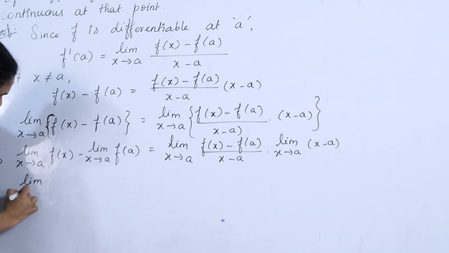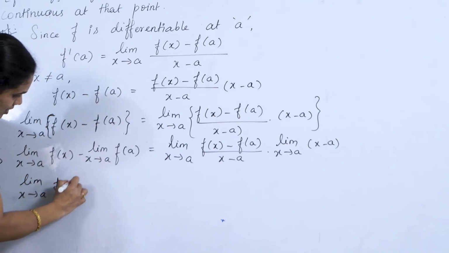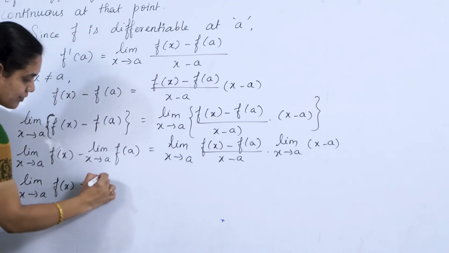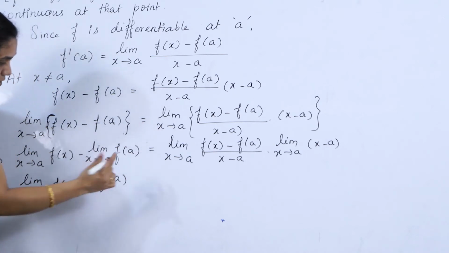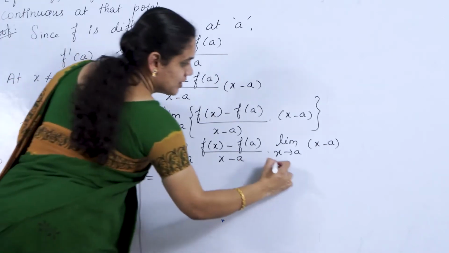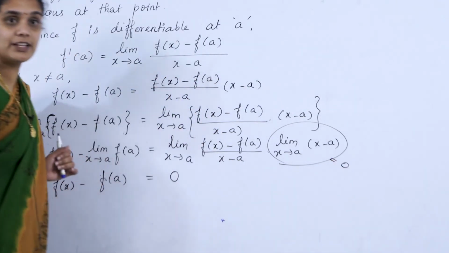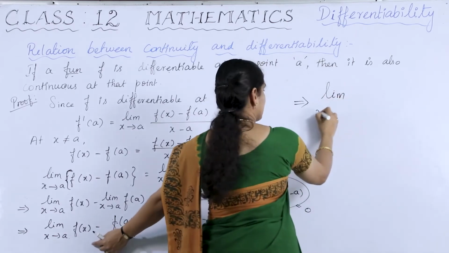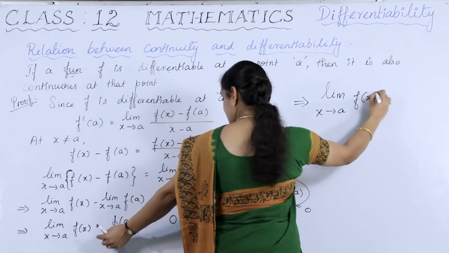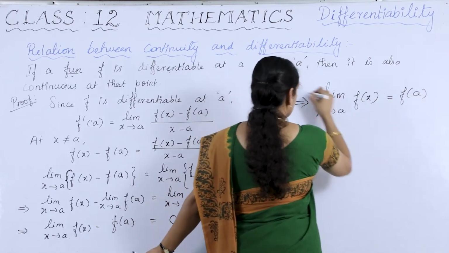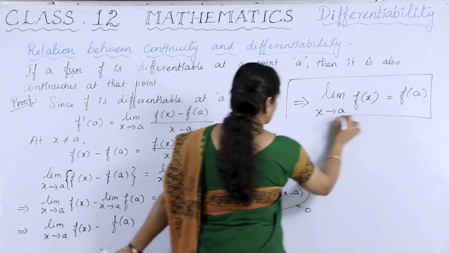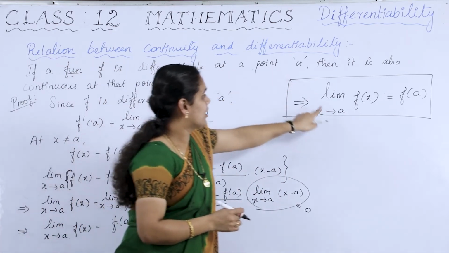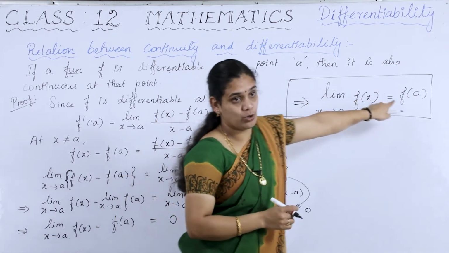So limit x tends to a of f(x) minus, here as x tends to a, f(a) will remain the same, right? There is no x term here, so f(a) only will be here, and this is equal to 0 because this value is equal to 0 when the limit x tends to a. So this gives us limit x tends to a of f(x) is equal to f(a). So this is the definition of continuous, right? So when a function is differentiable at a point a, we can come to the conclusion that it is continuous also, isn't it?